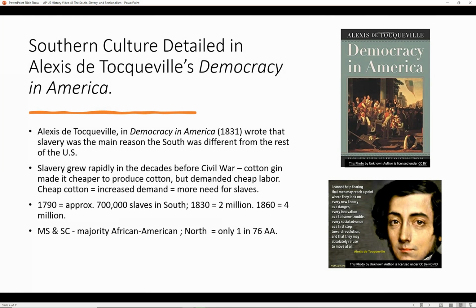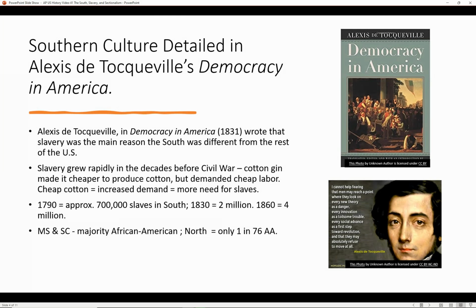Southern culture detailed in Alexis de Tocqueville's, if I pronounced it wrong, I apologize in advance, but anyway, Democracy in America. Alexis de Tocqueville in Democracy in America, 1831, wrote that slavery was the main reason the South was different from the rest of the United States.